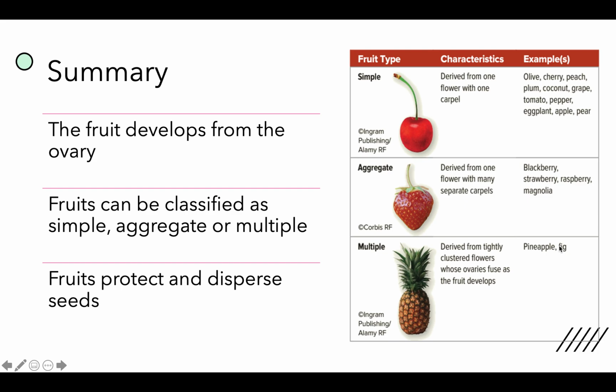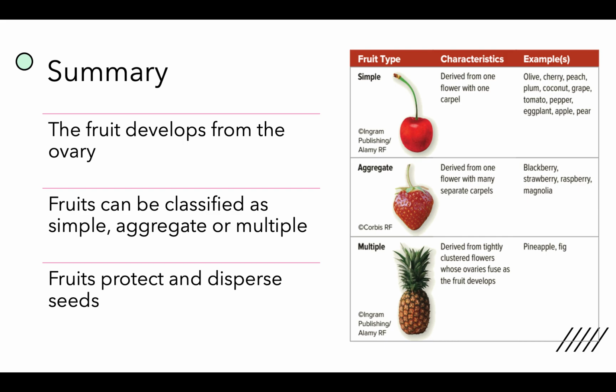We now come to the summary of the video. The fruit develops from the ovary. After fertilization, the ovary and sometimes other plant parts develop into a fruit. Fruits can either be true or accessory. True fruits come from the inside or mainly from the ovary, and accessory fruits come from not only the ovary but also some parts including the receptacle.